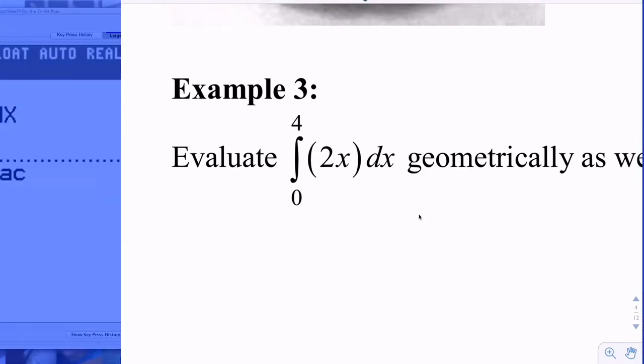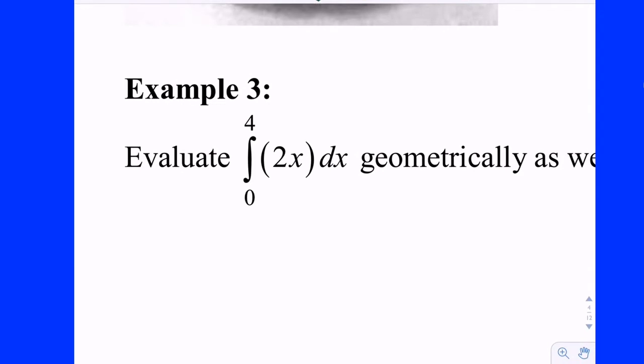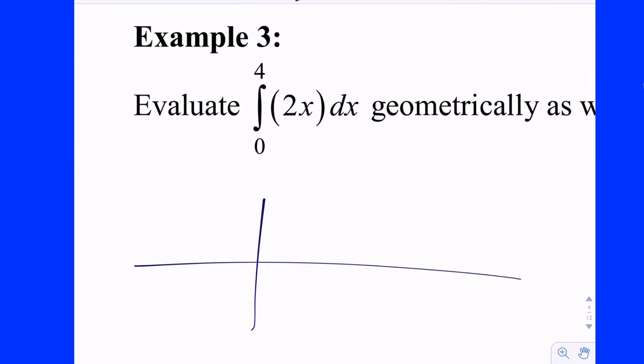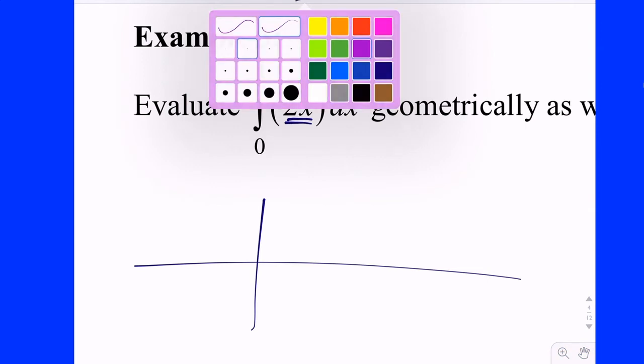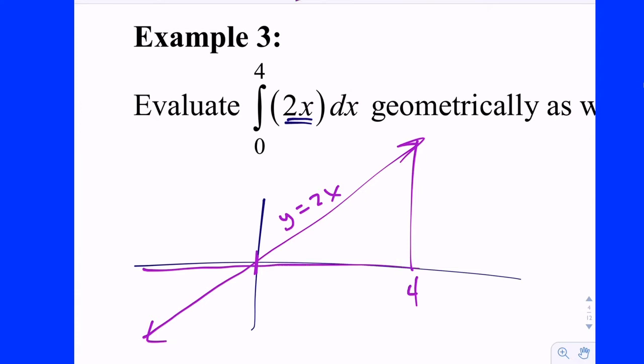Okay, so what we're going to do now is look at this example. We're going to evaluate the integral from 0 to 4 of 2x geometrically. Okay, so step 1, we know that kind of now means to find the area of the region bounded by that graph and the x-axis from x equals 0 to 4. So you might want to identify the region. 2x is your line that looks like this. It passes through the origin, has a slope of 2. That's the graph of y equals 2x. And we're looking from x equals 0 to x equals 4, and then dx means bounded by the x-axis. So we're looking for this.